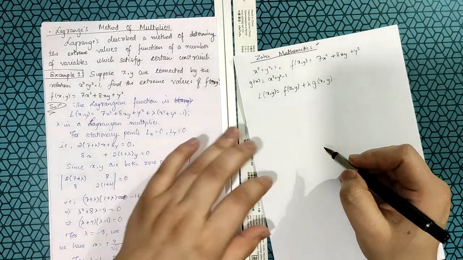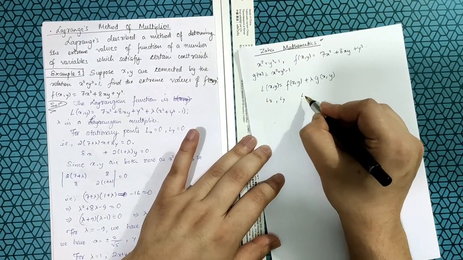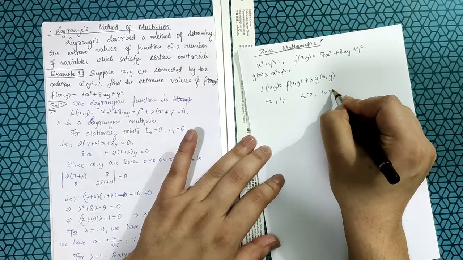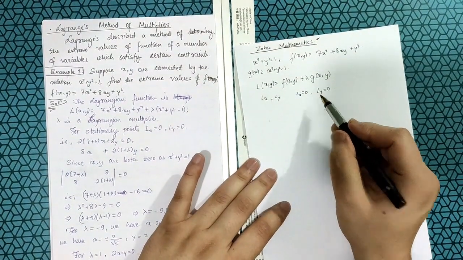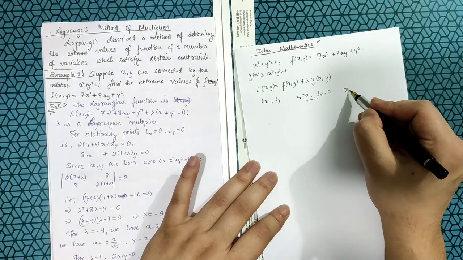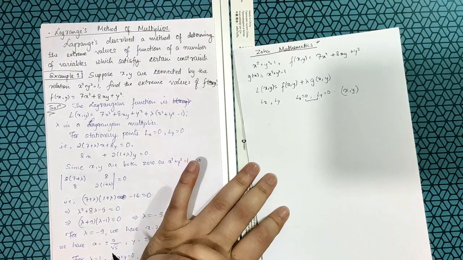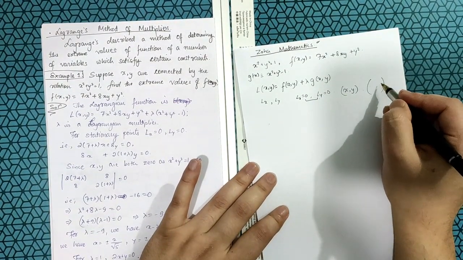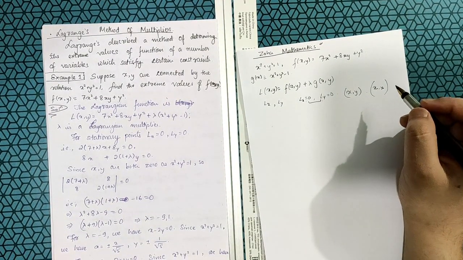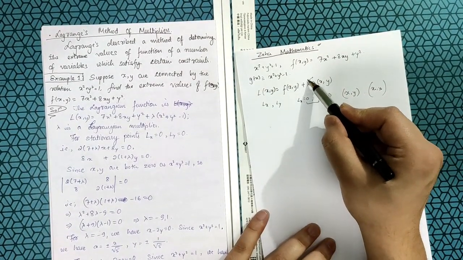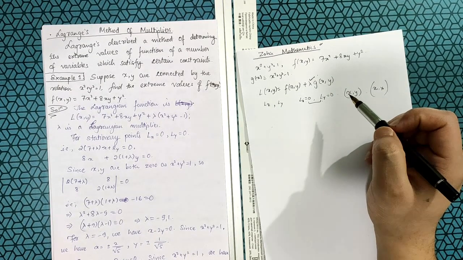After this, we find Lx and Ly, and we equate Lx is equal to 0, Ly is equal to 0. So we get two linear equations. We then solve these two equations and find the values of x and y for which they are satisfied. So we get some points, say x0, y0. First we find lambda, then we go and find the stationary points.